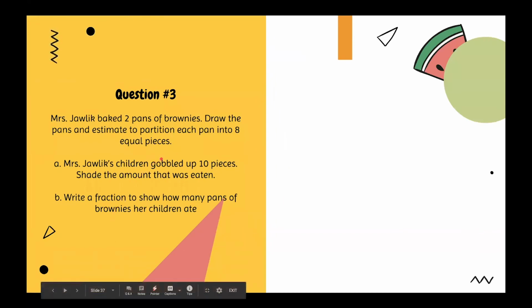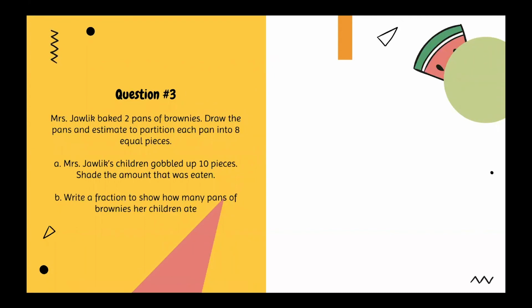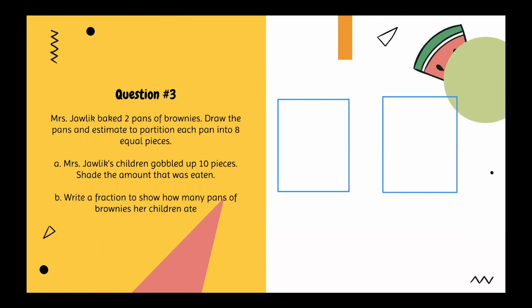All right, so Miss Jollick baked 2 pans of brownies. So that tells me I need to make 2 rectangles. It's okay if you did a circle. It just matters how many cuts you did. So the amount of cuts, partitions that we need in each pan is 8 equal pieces.